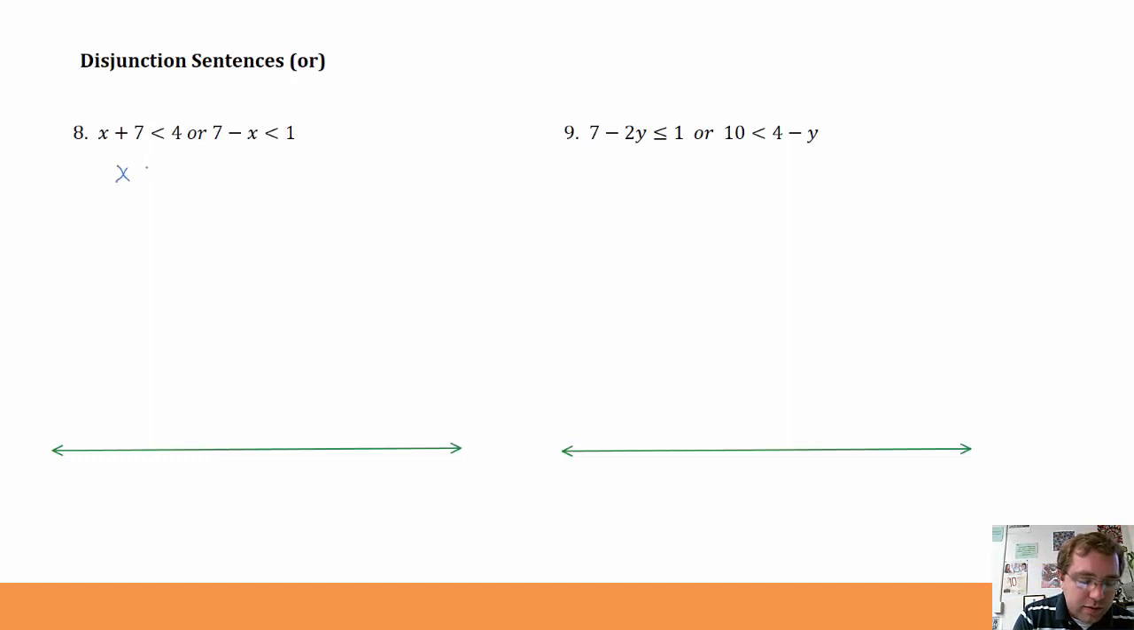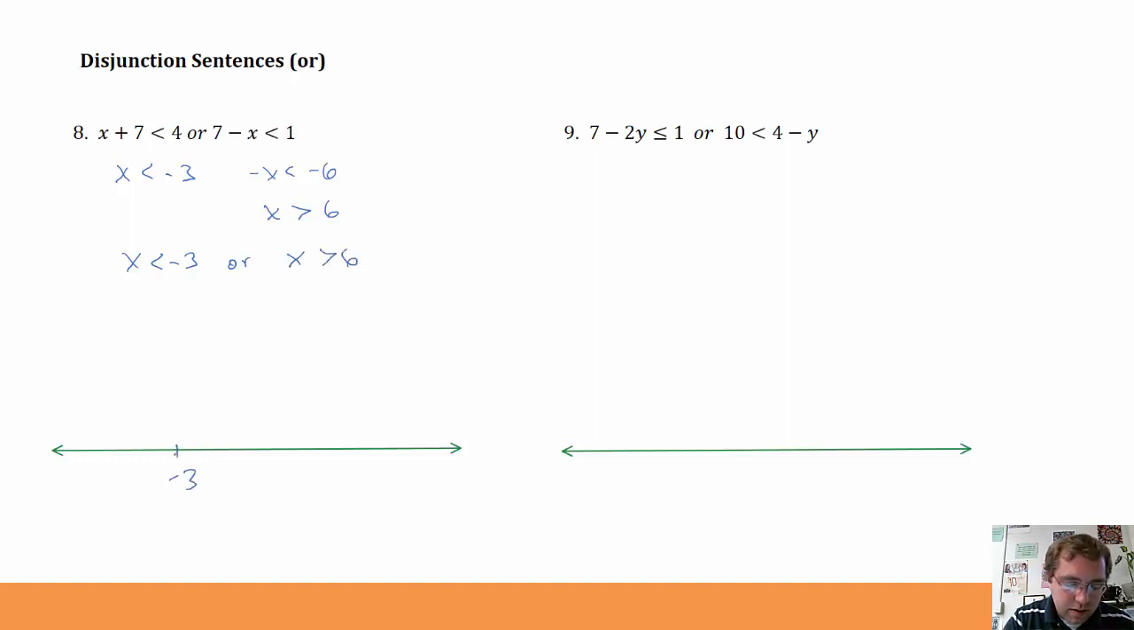So subtract 7 from this one, x is less than -3. Subtract 7 from this one, and -x is less than -6. Divide that by -1, and x is greater than 6. So we have that x is less than -3, or x is greater than 6.